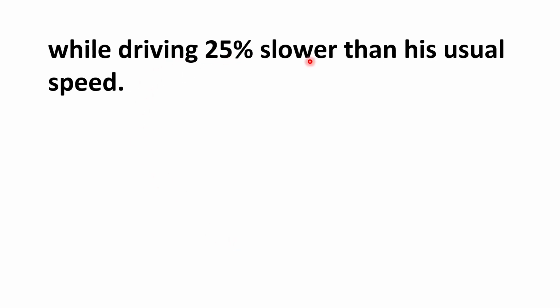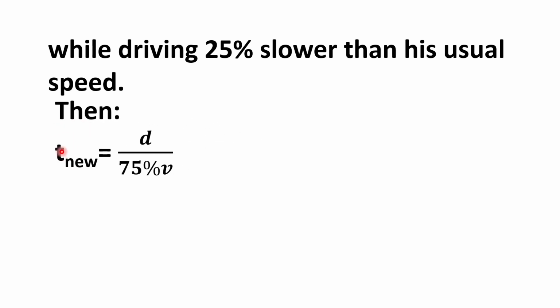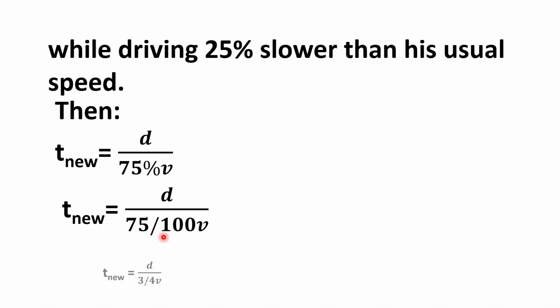And now while driving 25% slower than his usual speed, for this, we will use this formula for new time. The new time will become t equal to d divided by 75% speed, because he is 25% slower. So therefore the speed will be 75%. And now this 75% can be written as 75 divided by 100, and this 75 by 100 can be written as 3 divided by 4 when divided by 25.